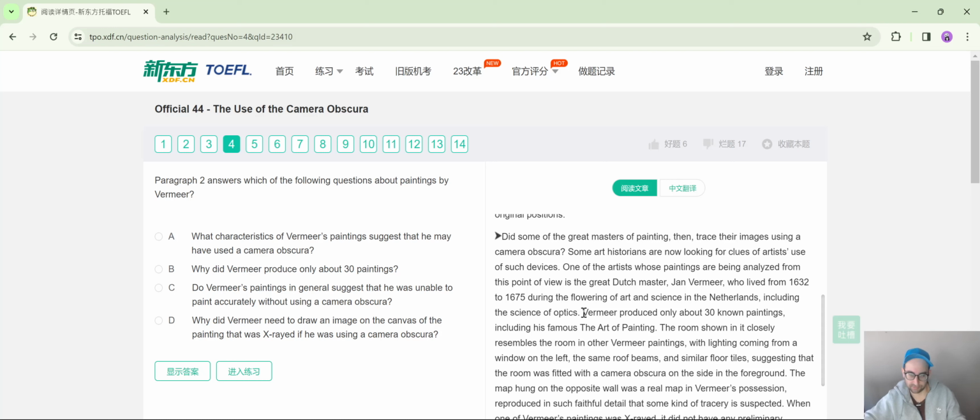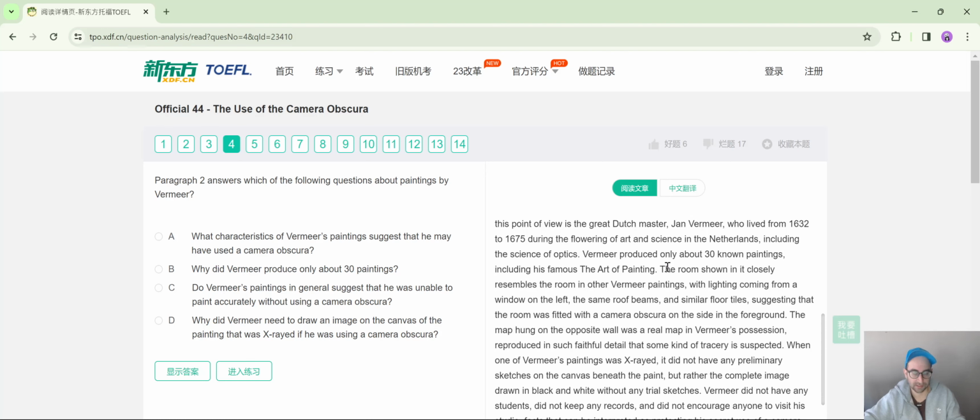Keep going. Vermeer again produced only about 30 known paintings, including his famous The Art of Painting. Well, this is a quantity. It has nothing to do with characteristics or traits or elements of his paintings, aspects of his paintings. The room shown in it closely resembles the room in other Vermeer paintings, with light coming from a window on the left. That's a characteristic or a trait, an attribute. The same roof beams and similar floor tiles. So far, it feels like A.